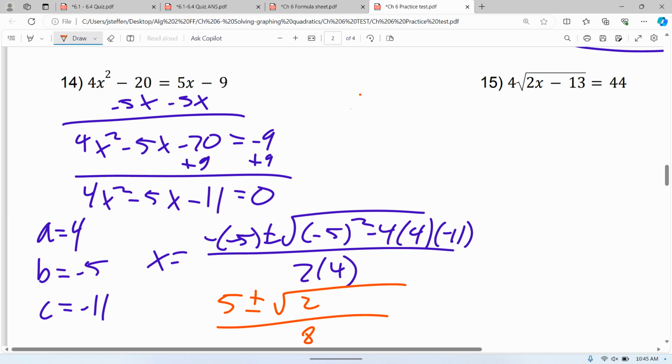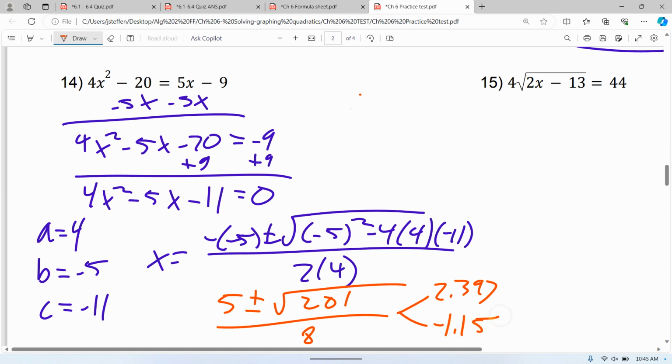You cannot reduce this one unless you use decimals. So this is the one I was talking about. This is 5 plus the square root of 201. That gives me 19.177 divided by 8 is 2.397, or 2.40. And then same thing, 5 minus the square root of 201 divided by 8 is negative 1.15.